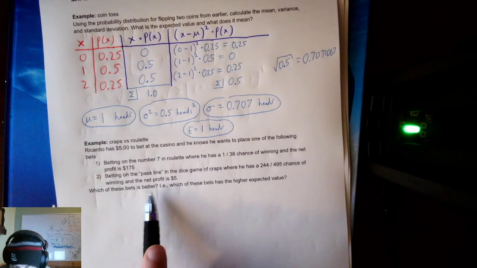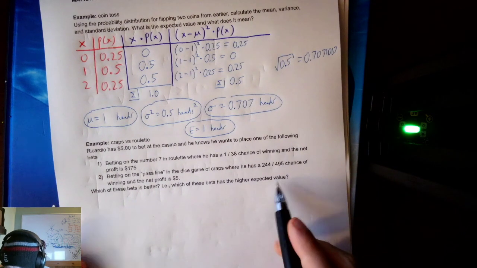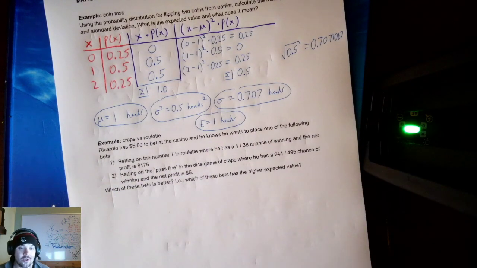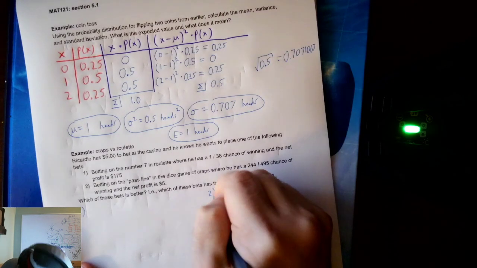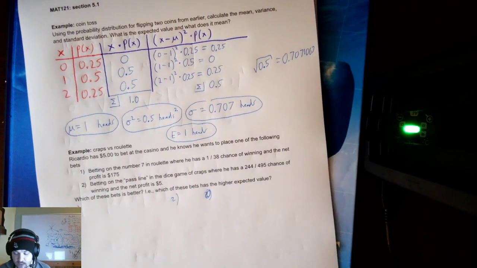Which of these bets is better? We're looking for the better bet, right? I.e., which of these bets has a higher expected value? So I'm going to need to look at these 2 different examples. We'll look at number 1, and then we'll look at number 2. We're going to put the number 2 over here so we have more space.